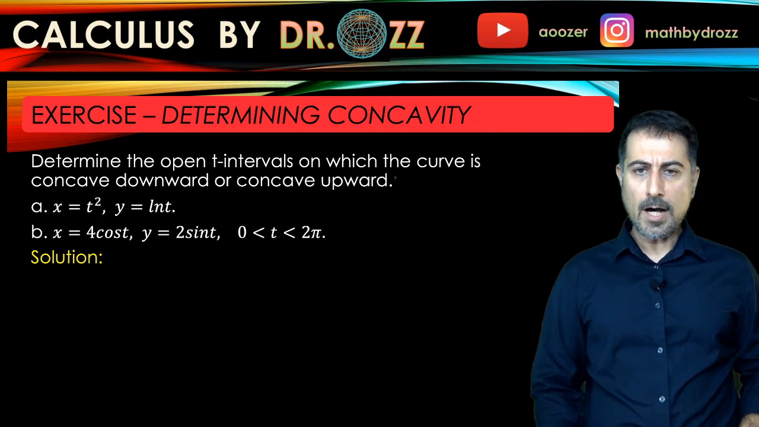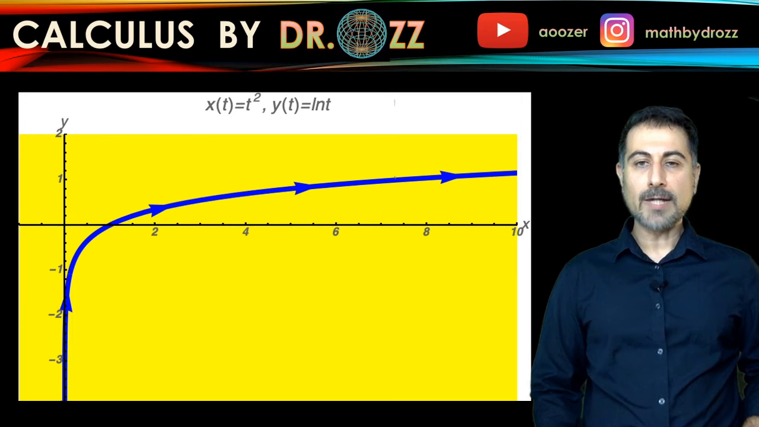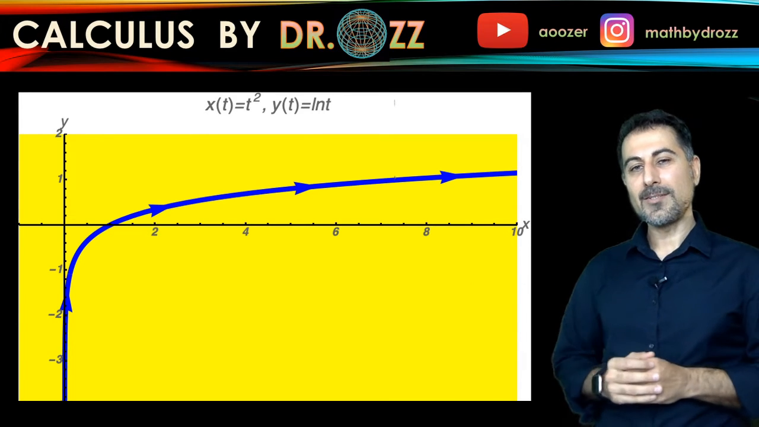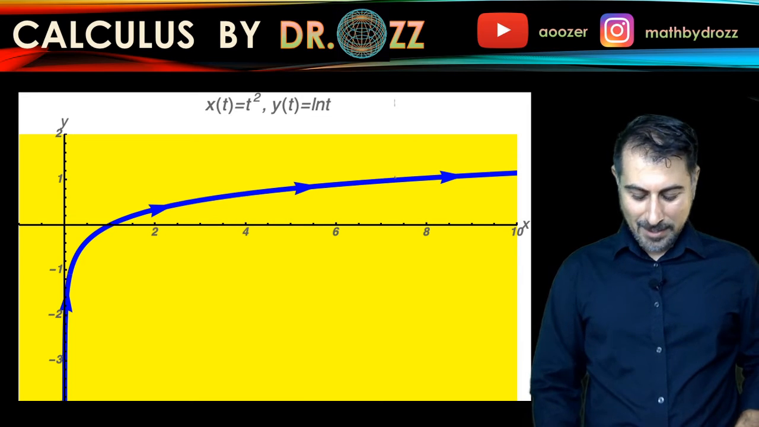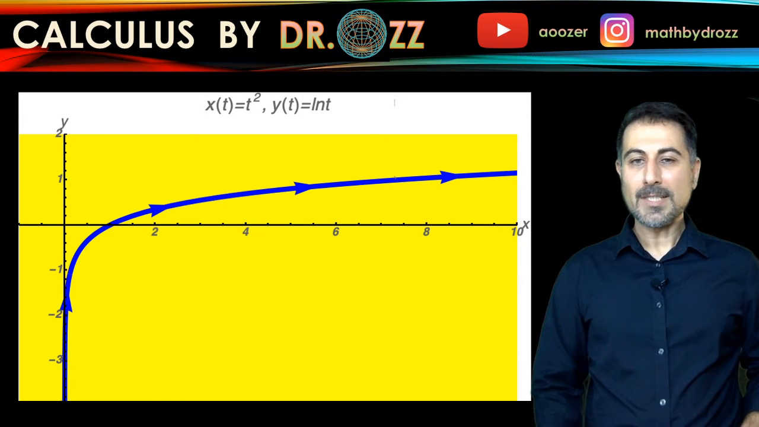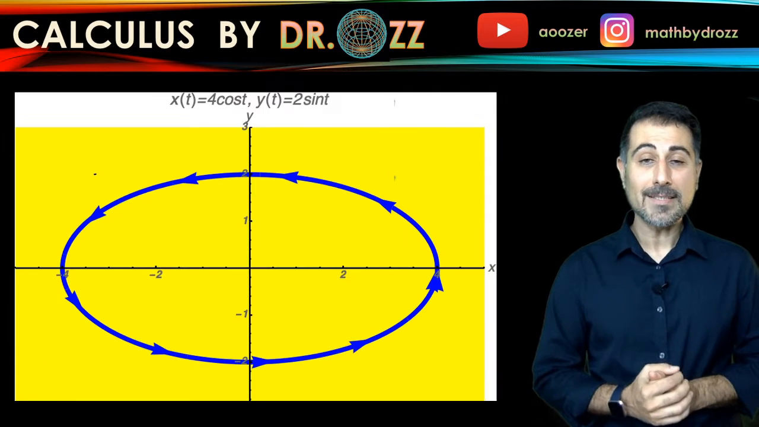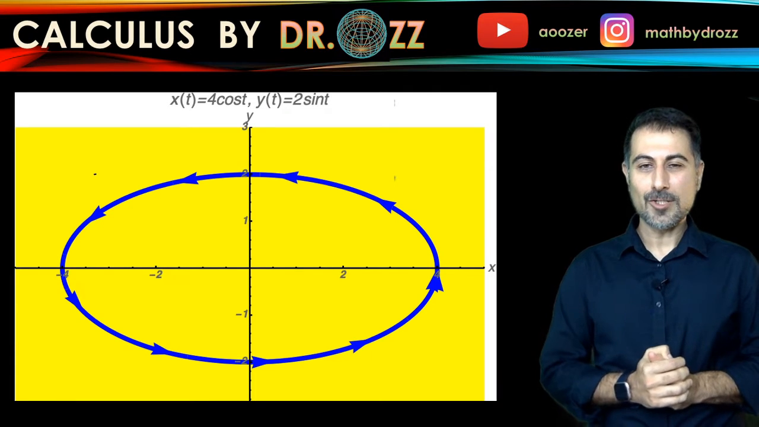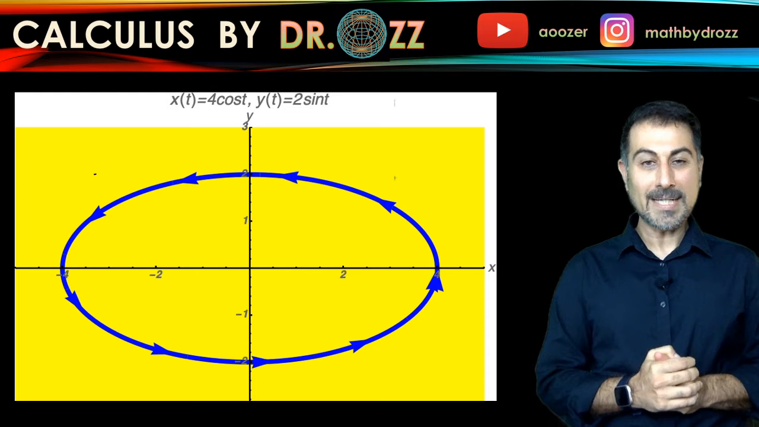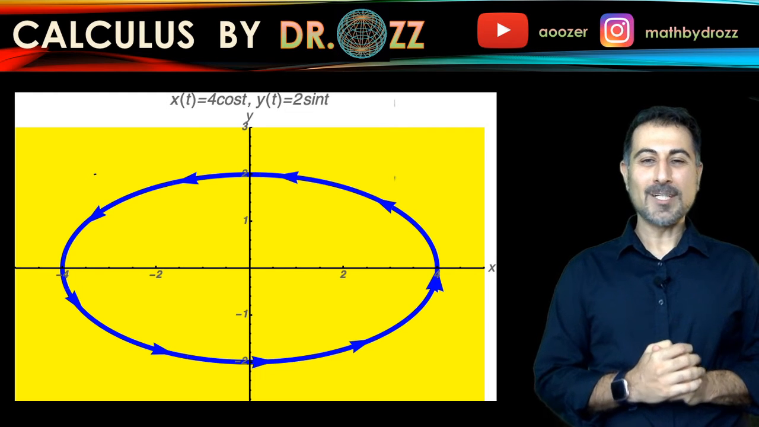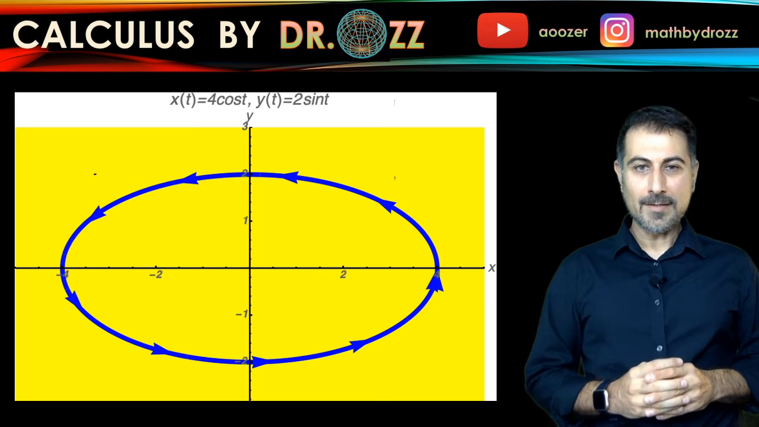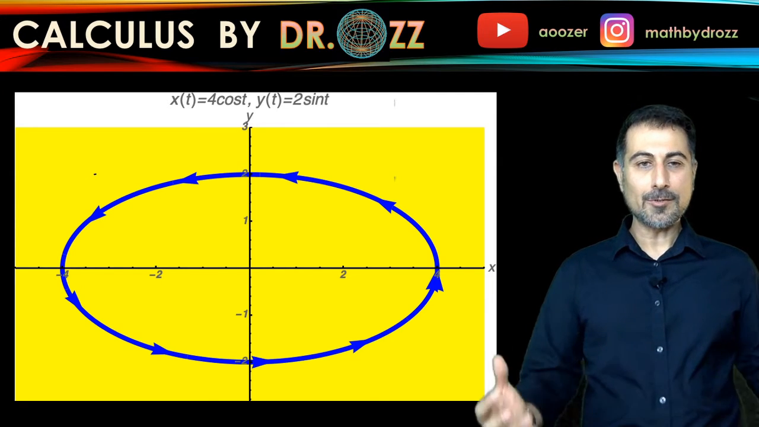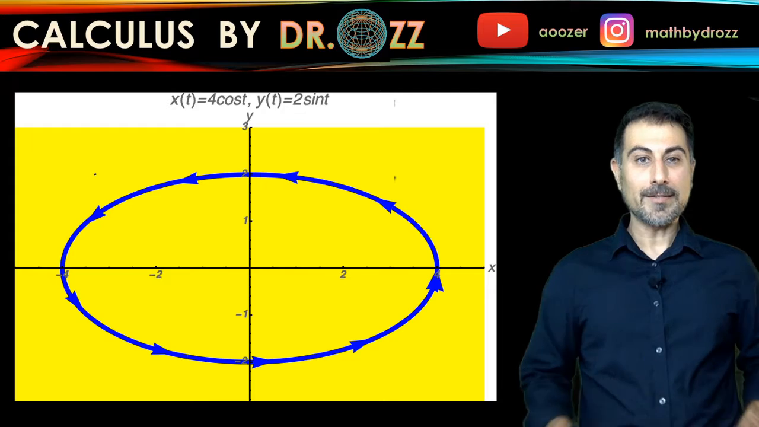Without giving you much heads up, I want to show you that the first graph looks like this. It's almost like following the graph of natural log x. And the second part, we're given an ellipse centered at the origin with the orientation counterclockwise. So we're going to determine the concavity in that regard. This may be a long video, so I'm going to split it into two parts and let's start.